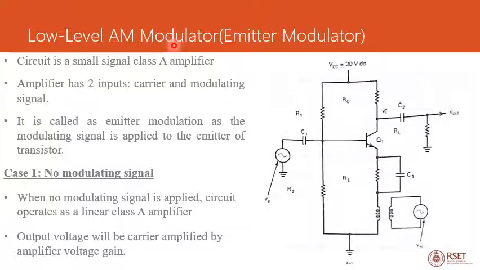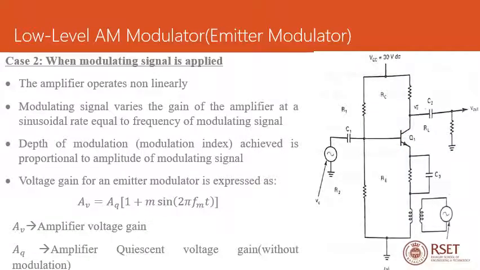For the circuit operation, we have to consider two different cases. Case 1, without modulating signal. If you are not giving any modulating signal at the emitter of this transistor Q1, then the circuit will act as a linear class A amplifier. That is, it will simply amplify your carrier signal and it will be available at this load resistor RL. The output voltage at this load resistor will be the carrier amplified by the amplifier voltage gain.